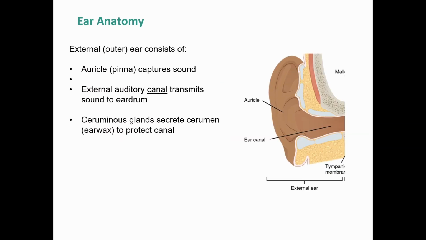So let's talk about the external ear, the outer part of the ear. First, again, is the auricle, sometimes called the pinna. This is going to help capture sound waves and direct them in towards the external auditory canal. We call this the external auditory canal because it's a proper anatomical term, but you probably know it better as your ear canal. This is going to help continue to transmit those sound waves to the eardrum, also called the tympanic membrane. Within this ear canal, we have ceruminous glands.